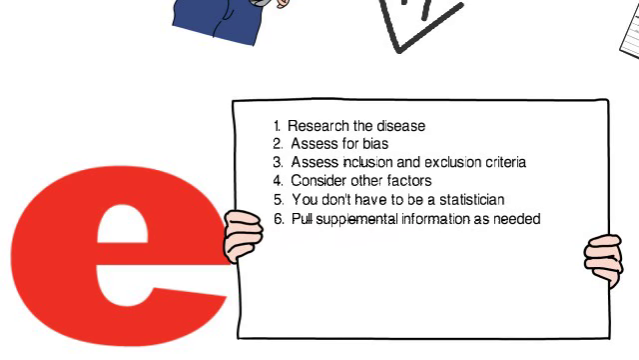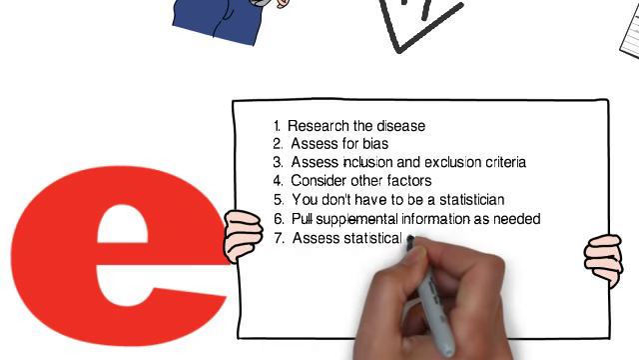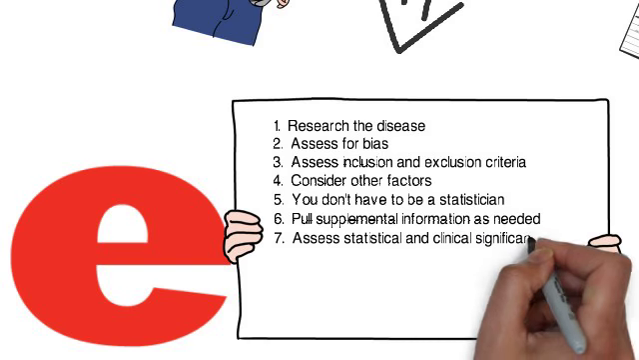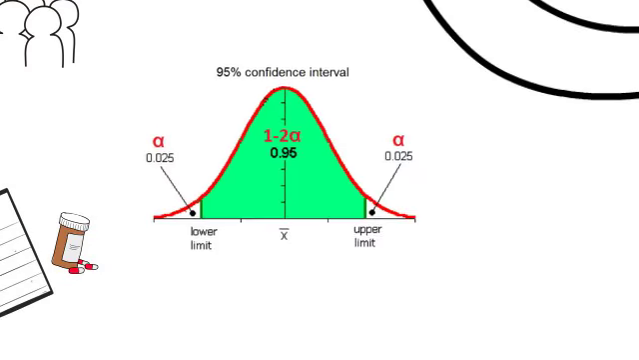Tip number 7. Assess results for both statistical and clinical significance. You have to be able to evaluate a confidence interval.